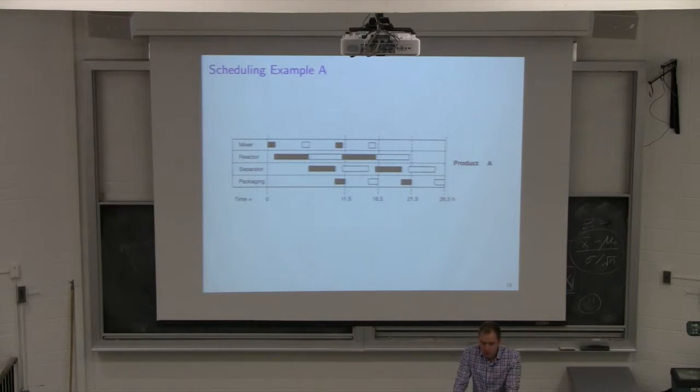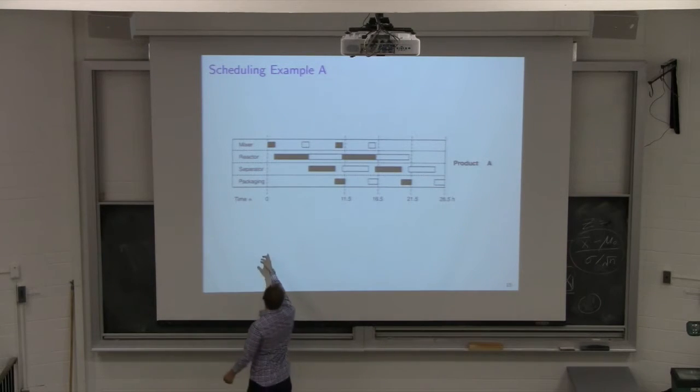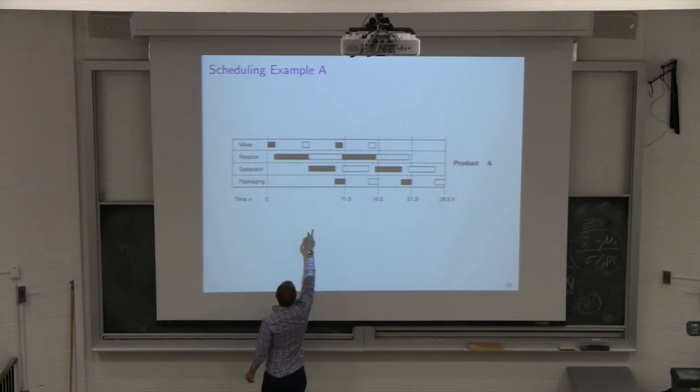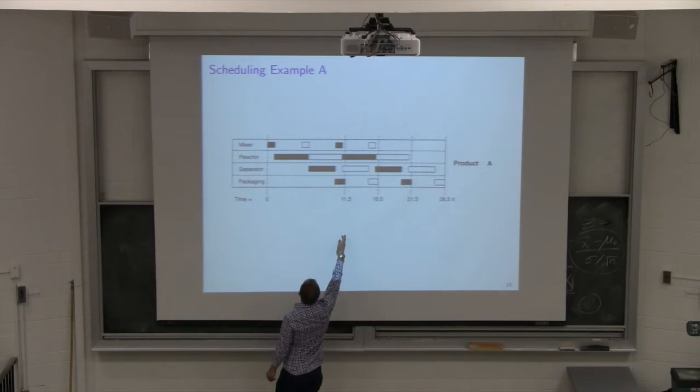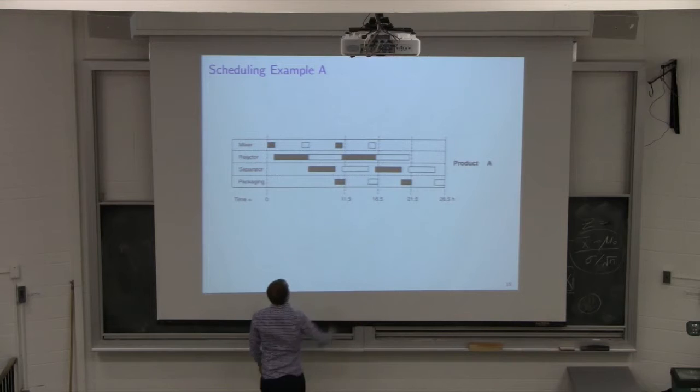So, the first part is easy. How long before or after we start the thing up do we get our first product out? Basically, we start here with the mixer, whatever those cycle times are, and we go all the way down, and 11 and a half hours later, our first product is coming out of the packager. But you see three more batches going on there, but that there's a lot of idle time.